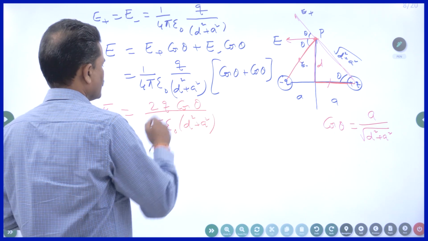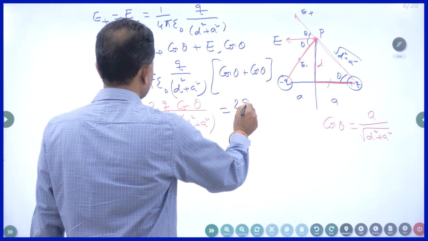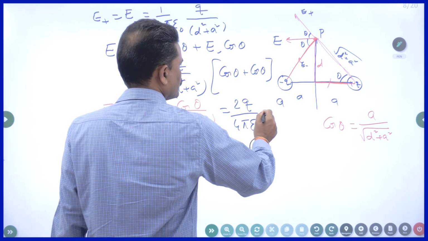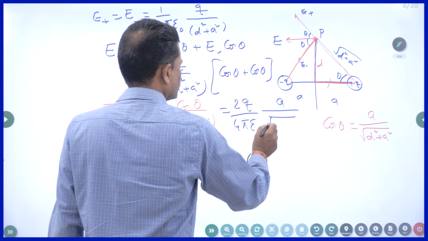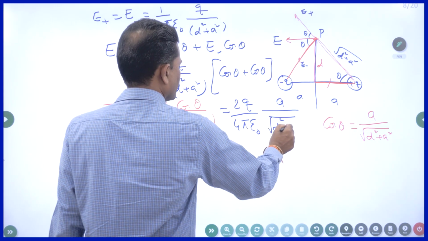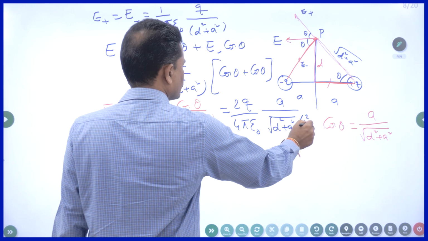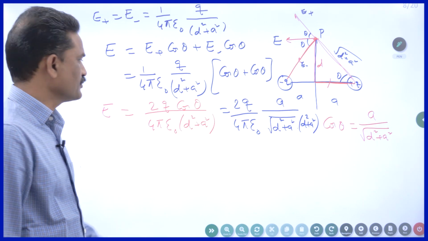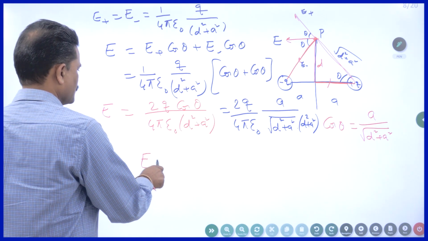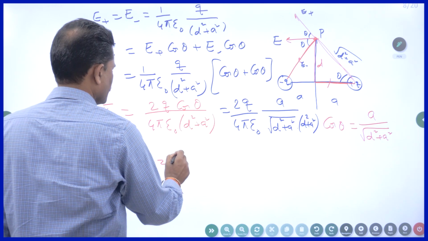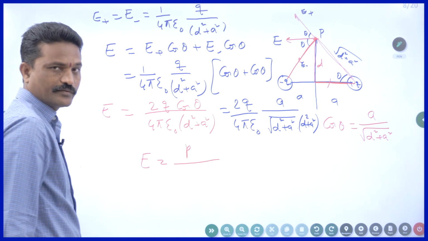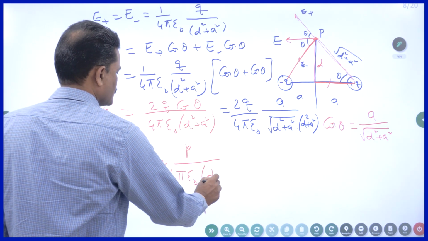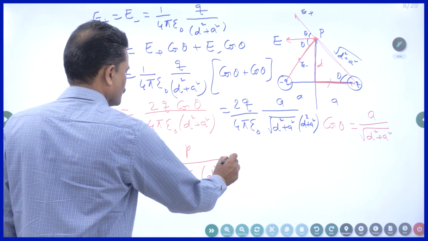So instead of writing cos theta, you have to write 2q by 4 pi epsilon naught times a by under root d square plus a square, and one more d square plus a square is there. So here power is 1, here power is 1 by 2. 1 plus 1 by 2 is 3 by 2. I can write E is equal to, this 2aq is p, simply p in the numerator, and in the denominator 4 pi epsilon naught d square plus a square whole to the power of 3 by 2.